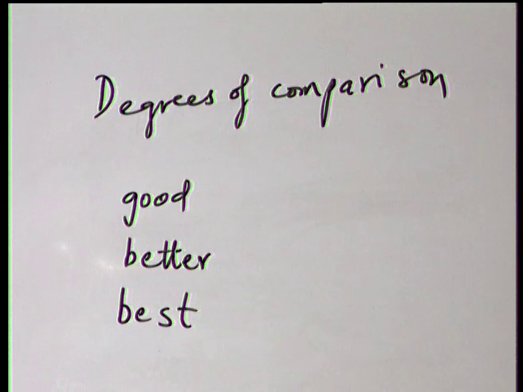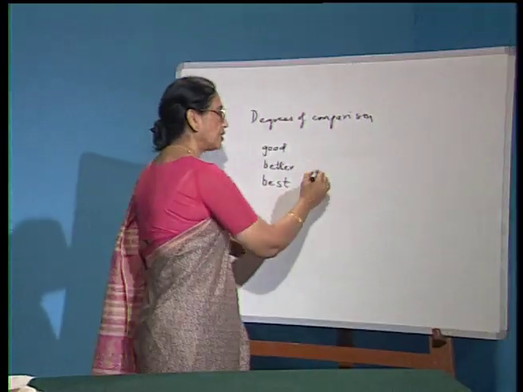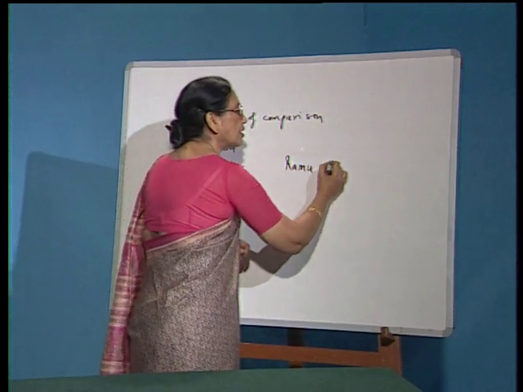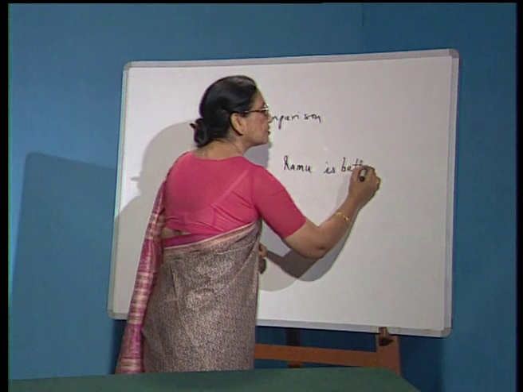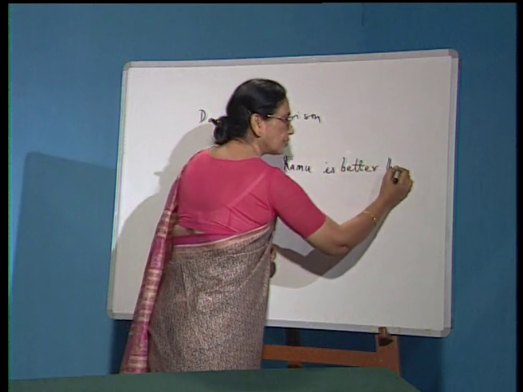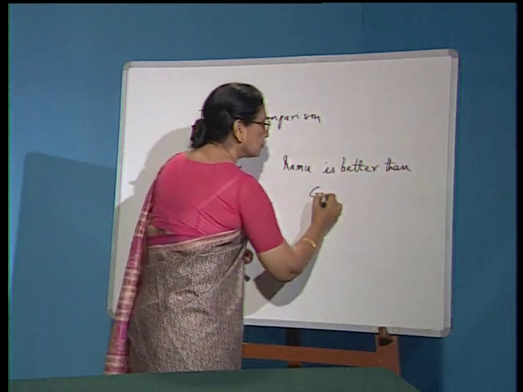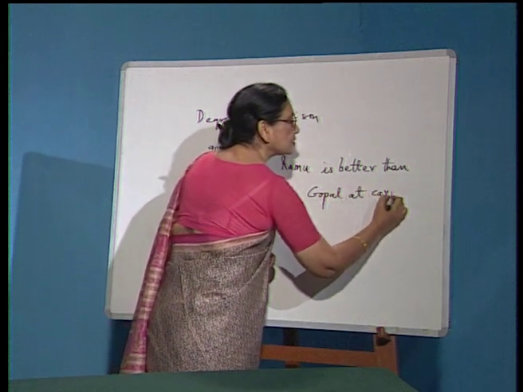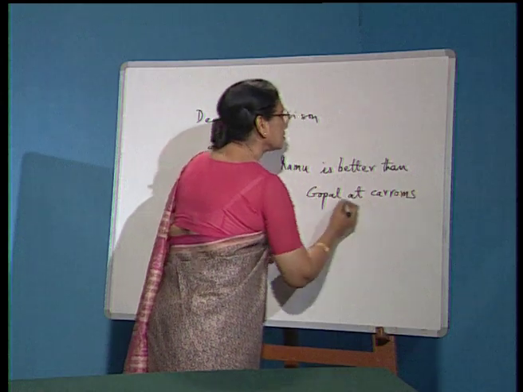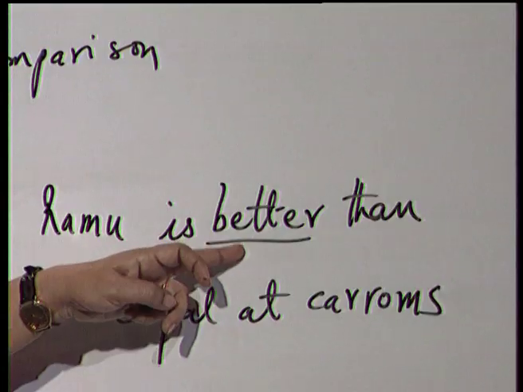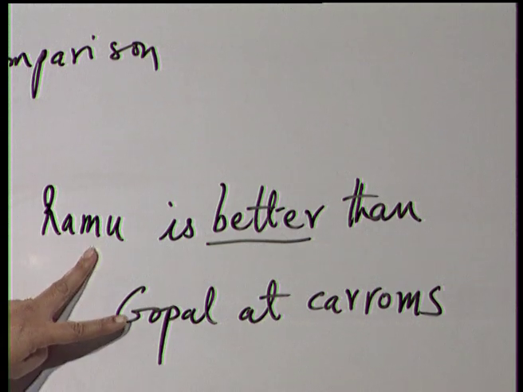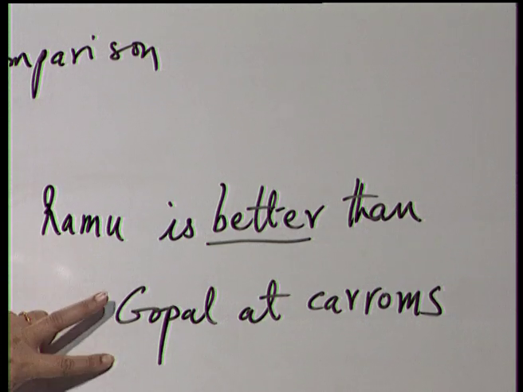For example, in a sentence like this, Ramu is better than Gopal at caroms. Here, better indicates that a comparison is being made between two people, between two persons, Ramu and Gopal.